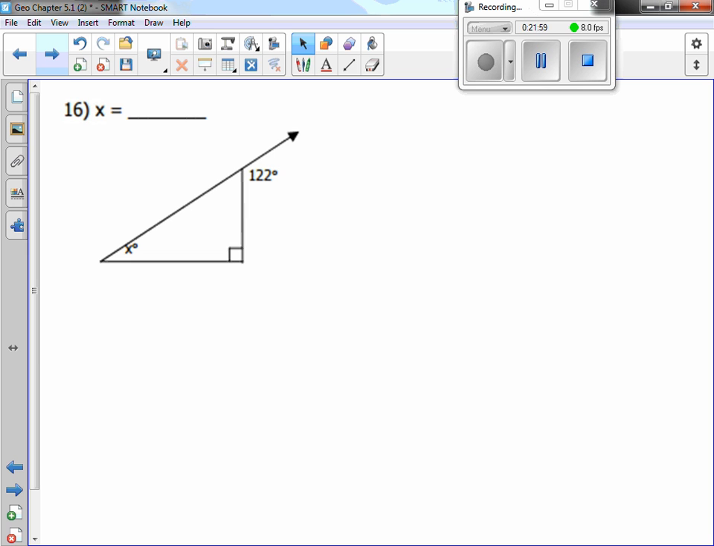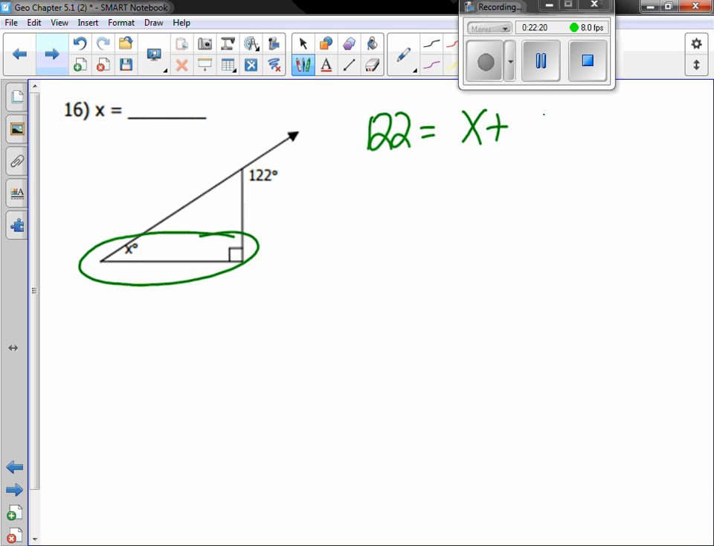So let's look at this next one here. So again, that exterior angle theorem. So we have the exterior angle is 122 degrees. So we know that this here is equal to the sum of the opposite two interior angles. So it's going to be equal to the sum of x plus what? 90. Any questions on how we set this up?